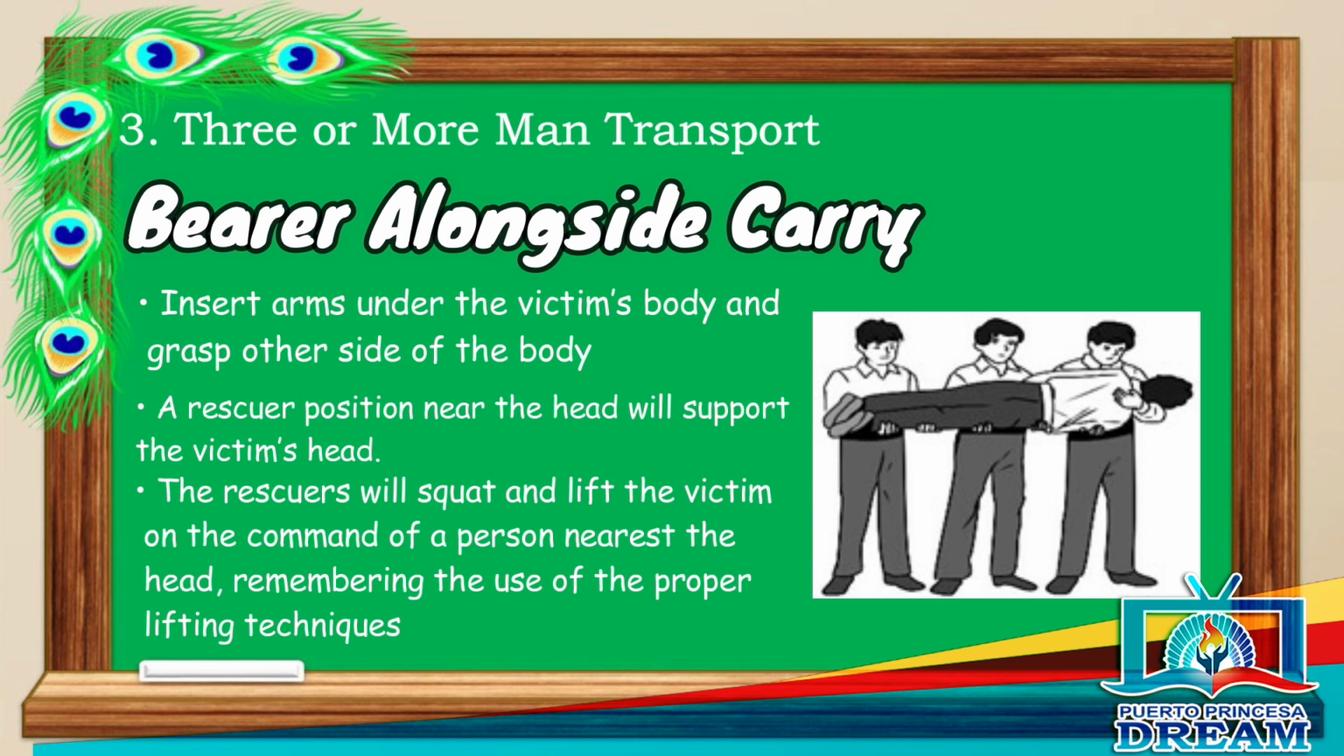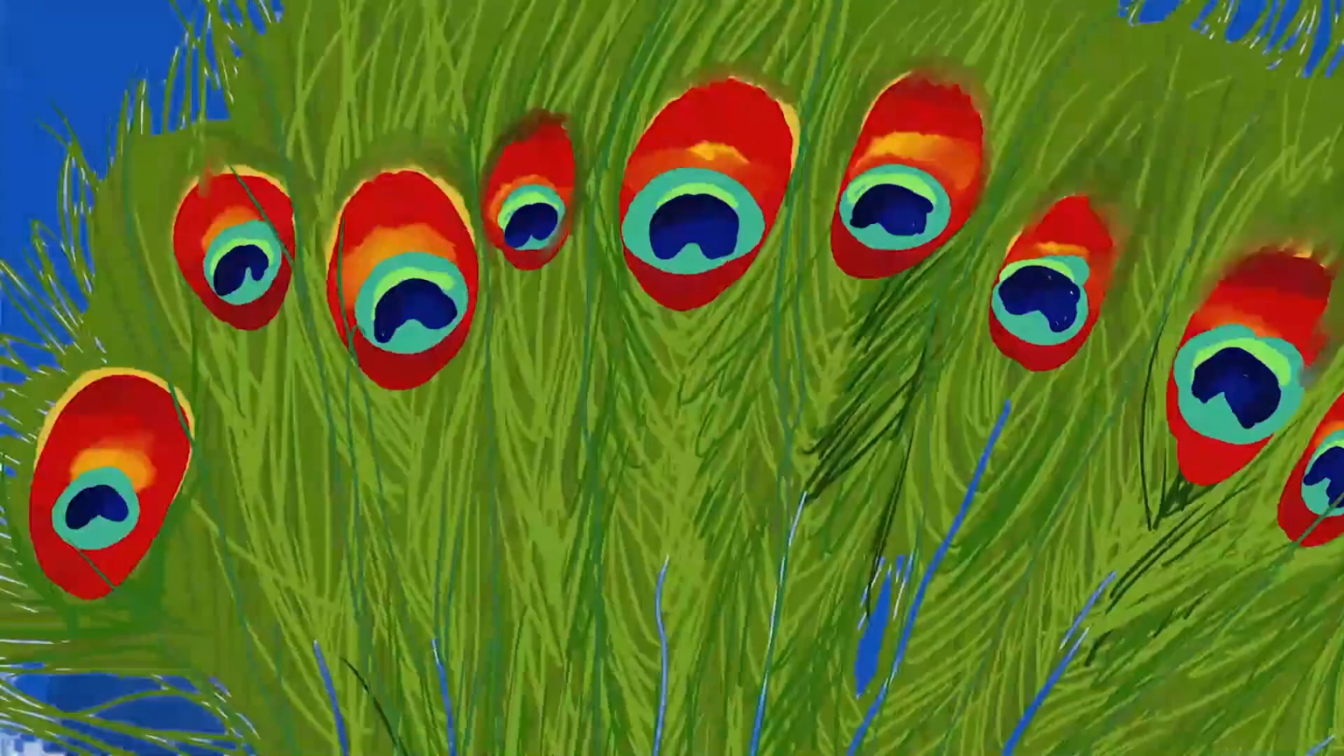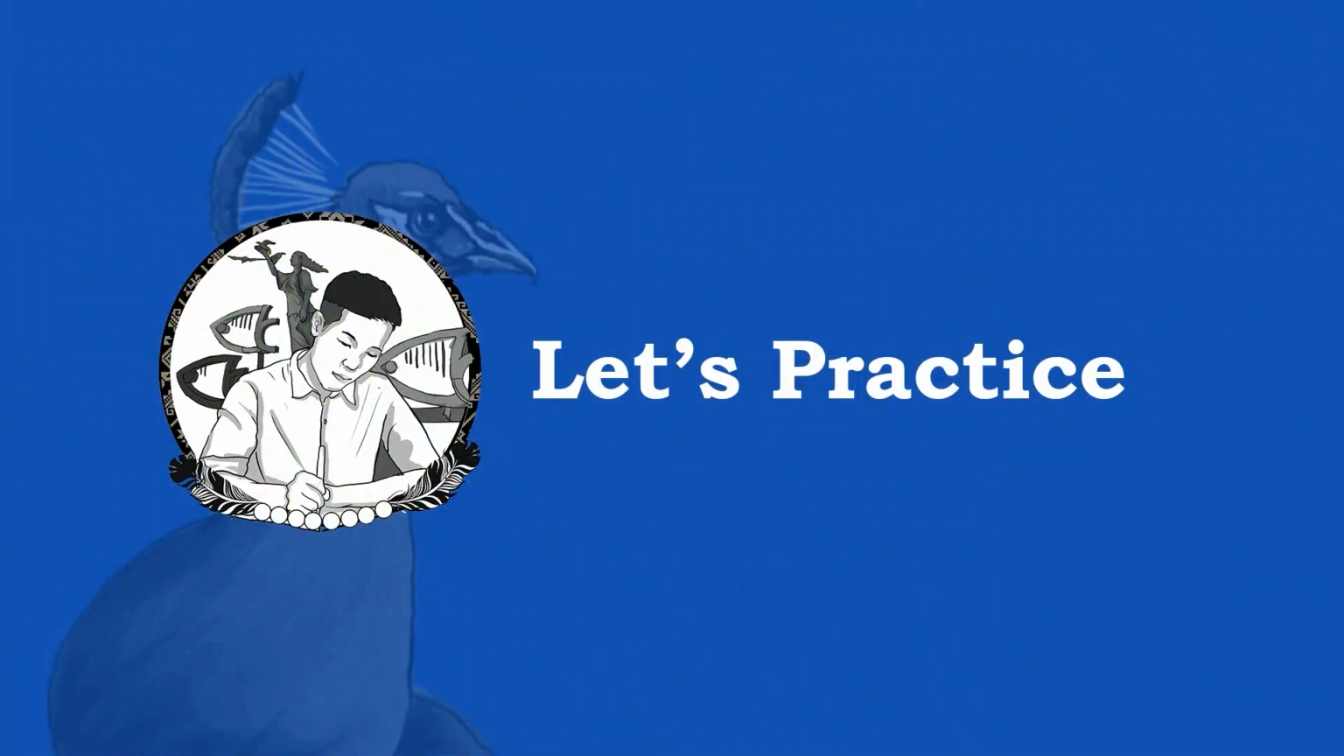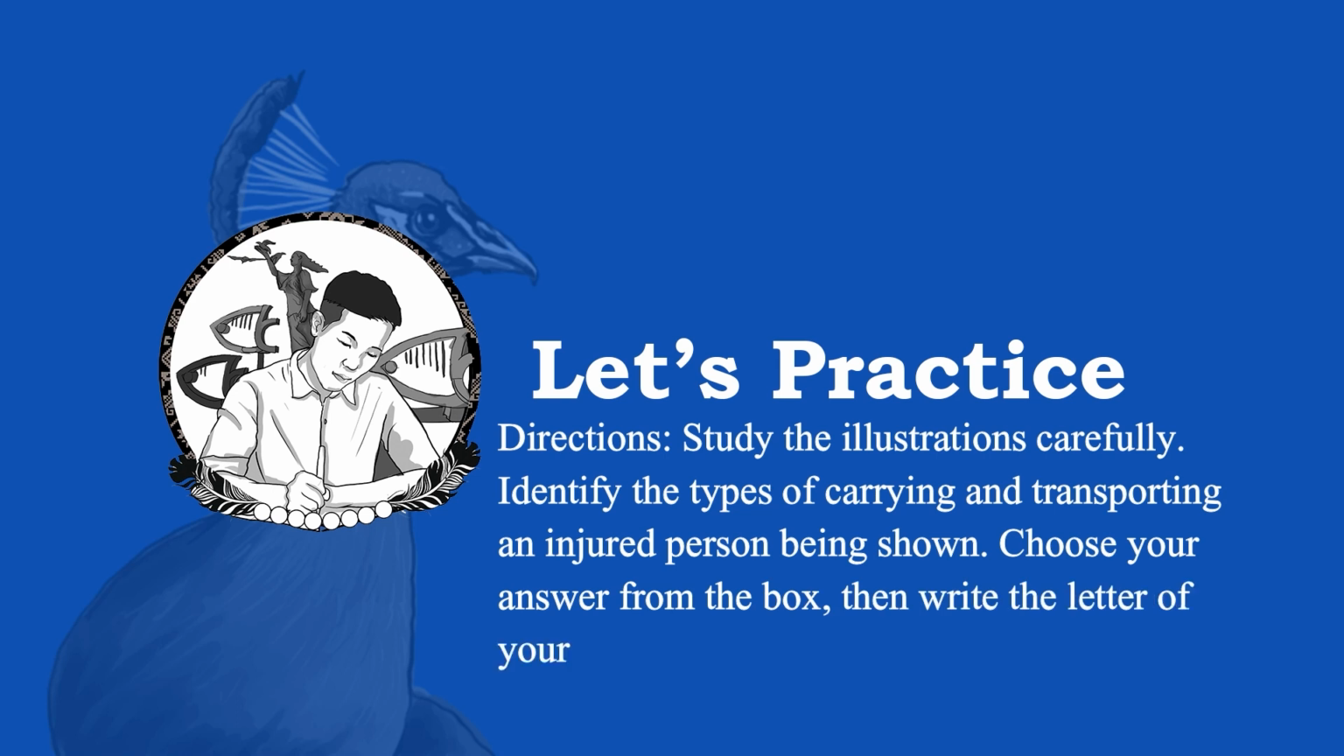Now that you've learned the different types of carrying and transporting an injured person and the proper techniques to perform them, let's have an activity that will expand your understanding of the lesson discussed. Directions. Study the illustrations carefully. Identify the types of carrying and transporting an injured person being shown. Choose your answer from the box. Then write the letter of your answer in your activity notebook.